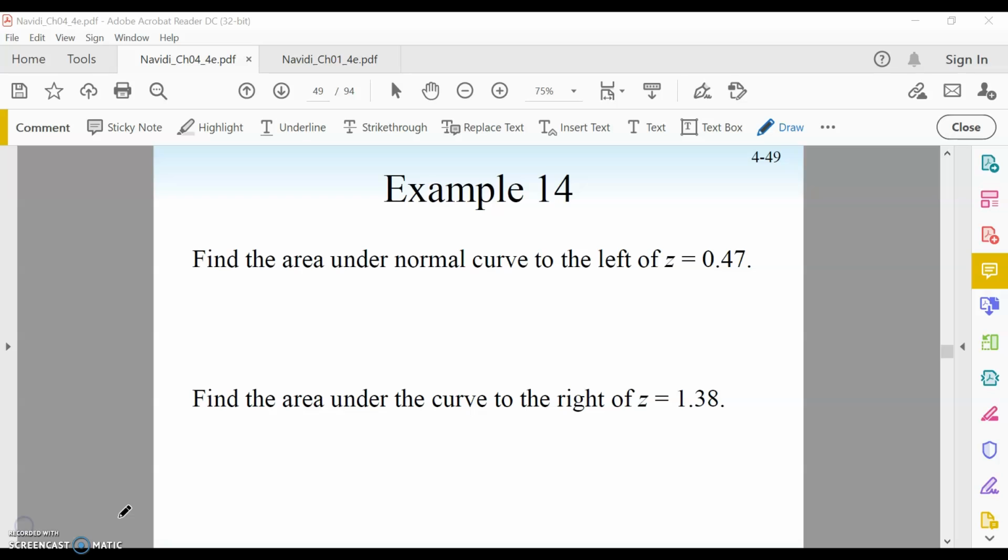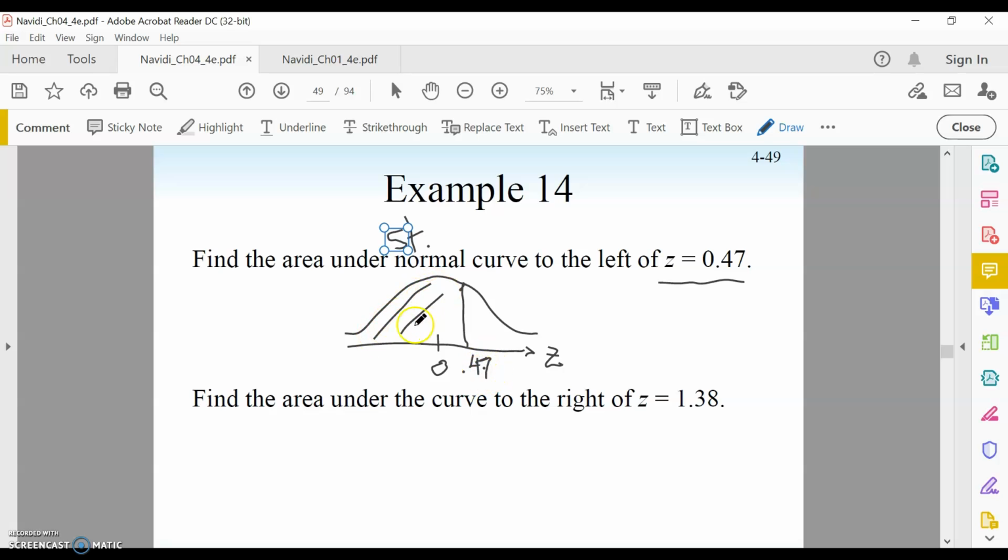Let's look at an example. All right, so this first one, find the area under the normal curve, and this should be the standard normal curve, to the left of z equals 0.47. I would draw a picture. It doesn't have to be a good picture. Look how lovely that is, right? So we know that 0 is in the middle, so 0.47, that's not a probability. It's one of these values on this axis, 0.47. And we want area to the left.